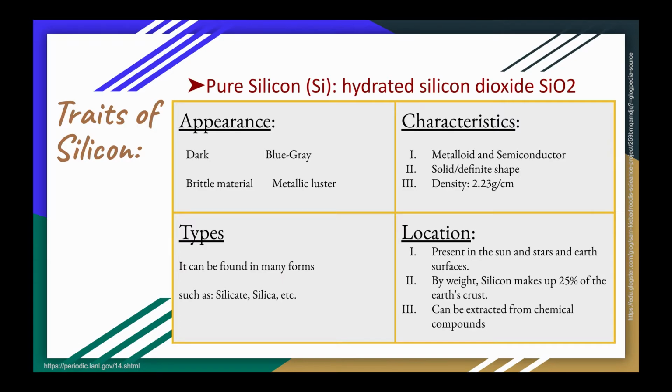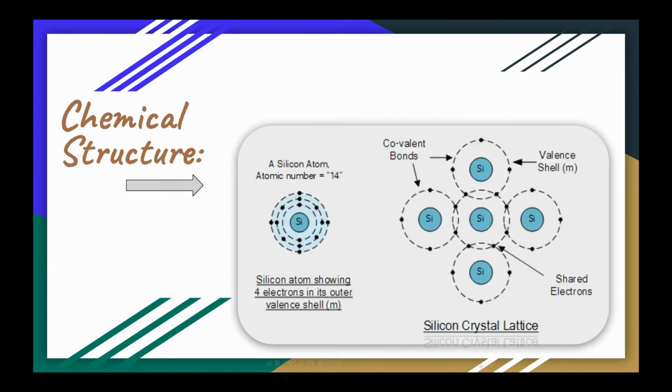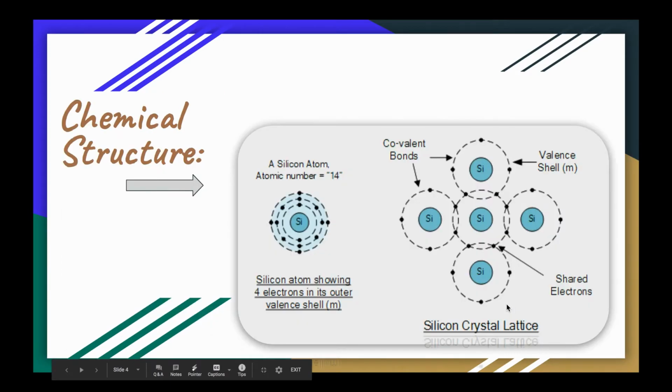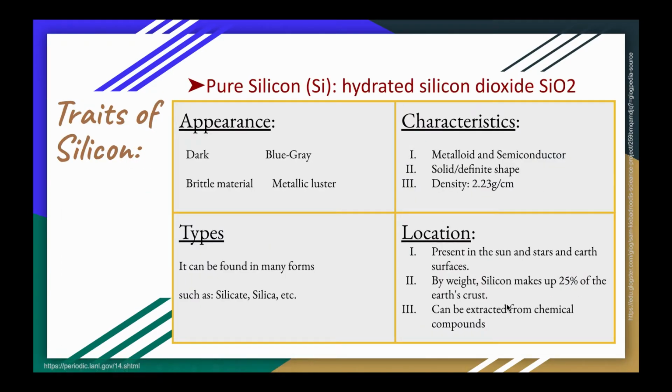Now we'll be discussing 4 different traits of silicon. The traits are as follows. The appearance of silicon is typically dark blue-gray, a brittle material with a metallic luster. So it has a solid, definite shape, as you can see right here. It's a metalloid, so it's a semiconductor, and its density is 2.33 grams per cubic centimeter.